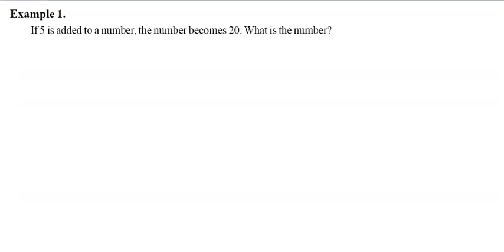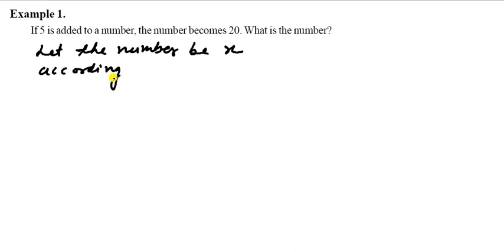Let us start. Example 1: If 5 is added to a number, the number becomes 20. What is the number? Let the number be x. 5 is added to the number. So according to the question, x plus 5 becomes 20.